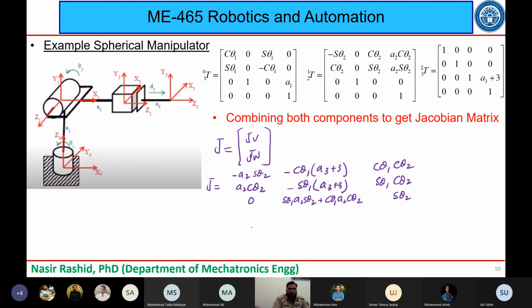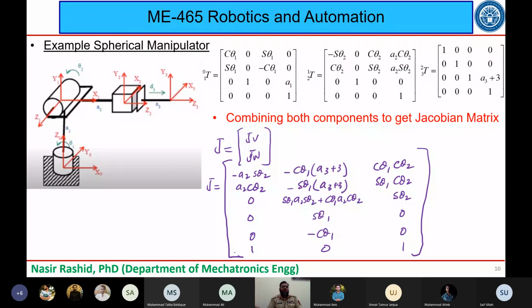And below, the W component, which was 0, sin theta 1, 0, 0, minus cos theta 1, 0, 1, 0, 1. So this is the Jacobian I have calculated for a spherical manipulator. Okay.